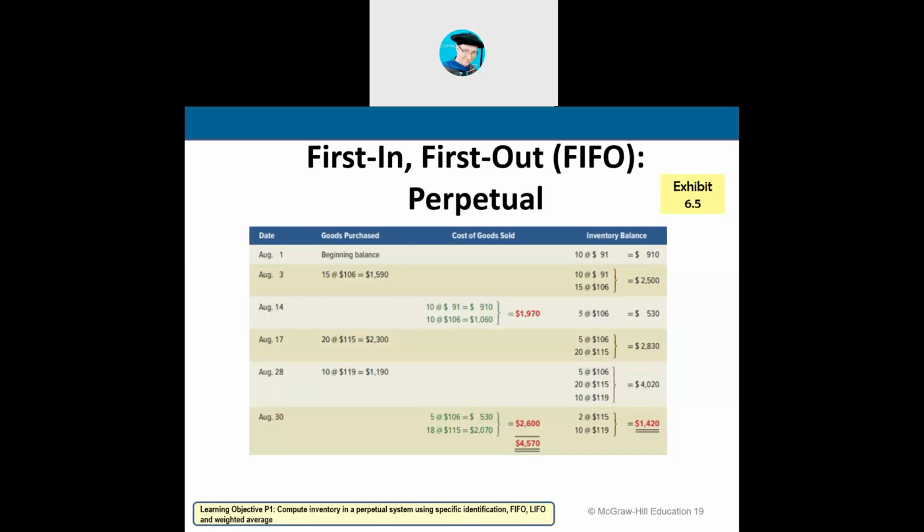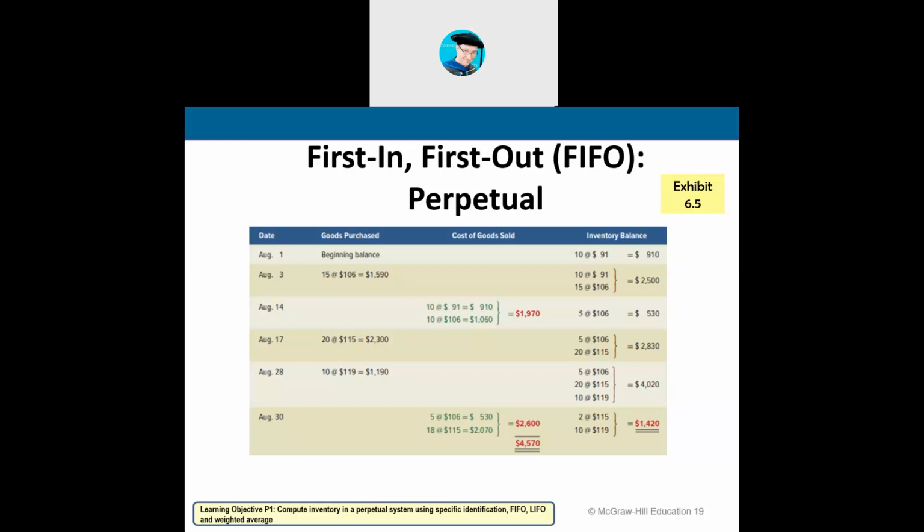So using the first in, first out method for the same mountain bike company. August 1 beginning balance $910. We purchased 15 bikes on August 3, so that's your first in, right? It's at $106 apiece. Well, technically we had a beginning balance, so that would be the first in. Our new inventory balance is $2,500.